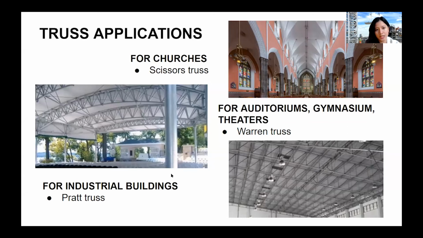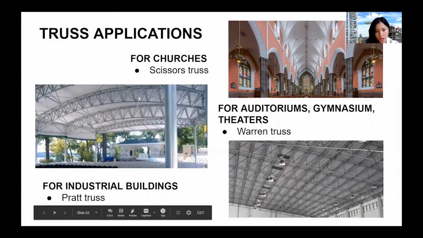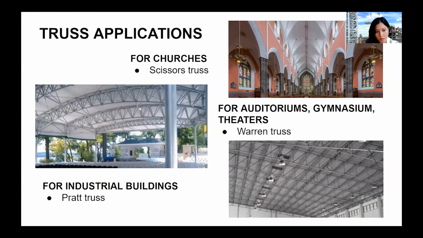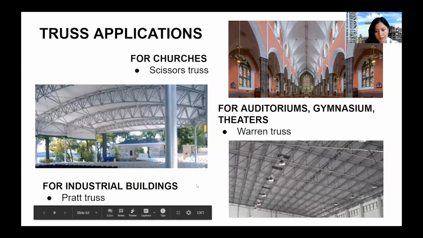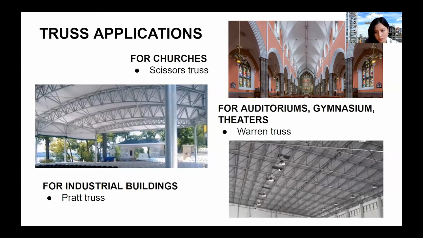For truss applications for churches, here in this example, the architect used a scissor truss for the ceiling. And then for this open auditorium, Warren truss is used. And for this industrial building, it's more of a warehouse, Pratt truss was used.